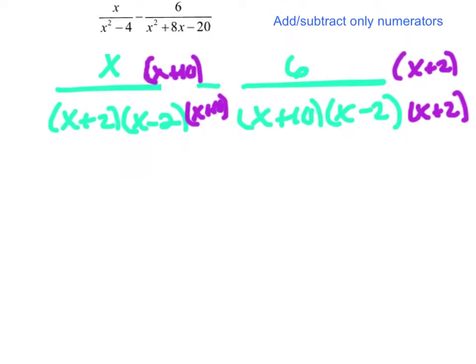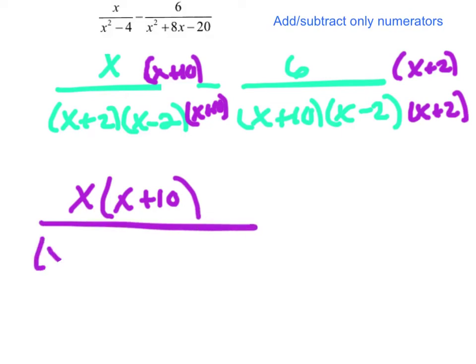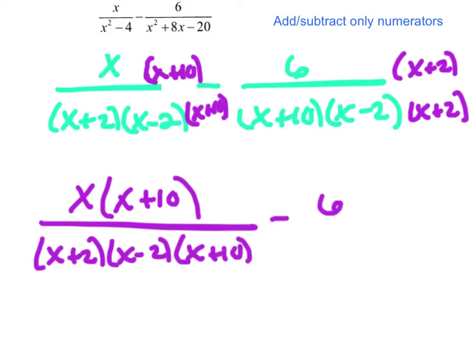Now I'm just going to real nicely rewrite what I've got, nothing fancy. I've got an x, I'm not even going to multiply, x plus 10 on top, and all three denominators, x plus 2, again don't multiply, x minus 2, and x plus 10. I've got a minus, the 6, and now the x plus 2.